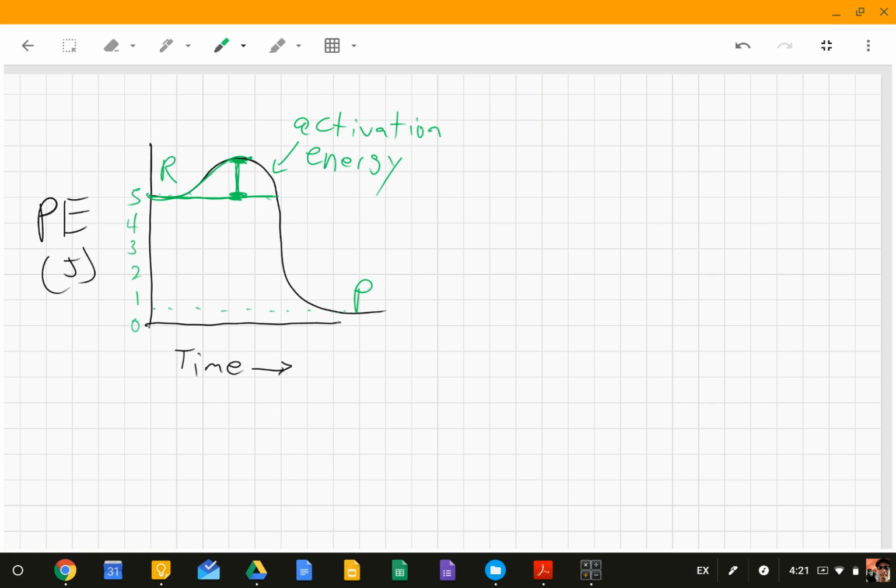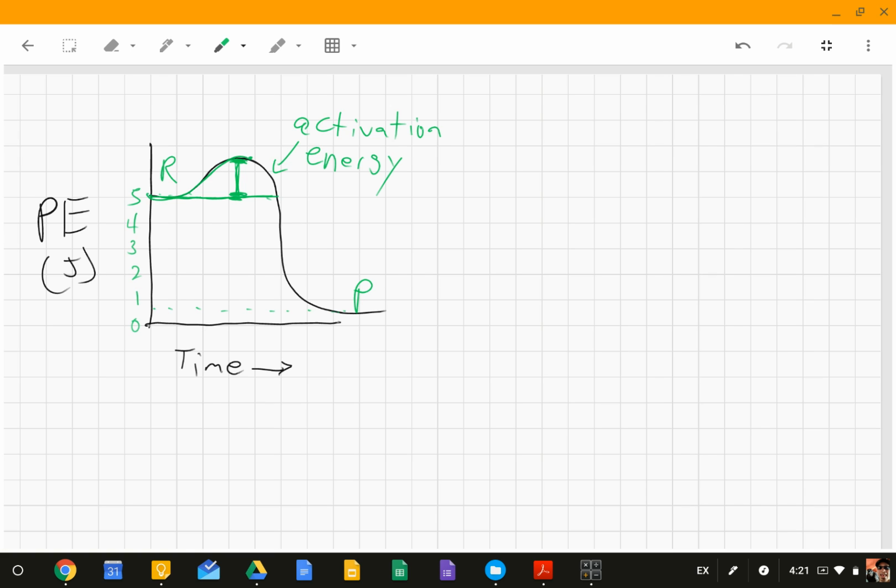You've probably noticed in real life, to get a reaction started, like to light a gas on fire, you need to give it a spark. To get paper to start burning with oxygen, you need to heat it up enough in the first place. You need to get some friction. So every reaction needs a little bit of a kickstart. So that is the activation energy.